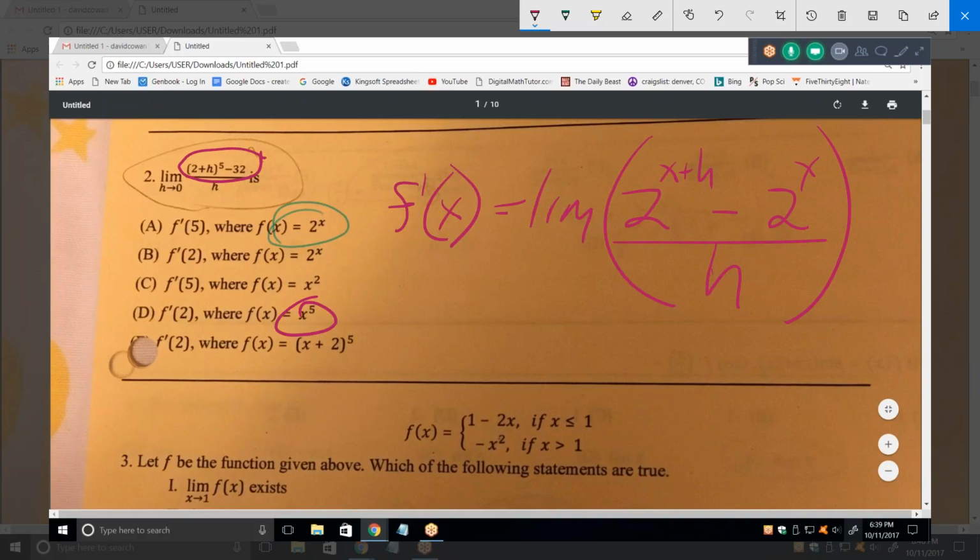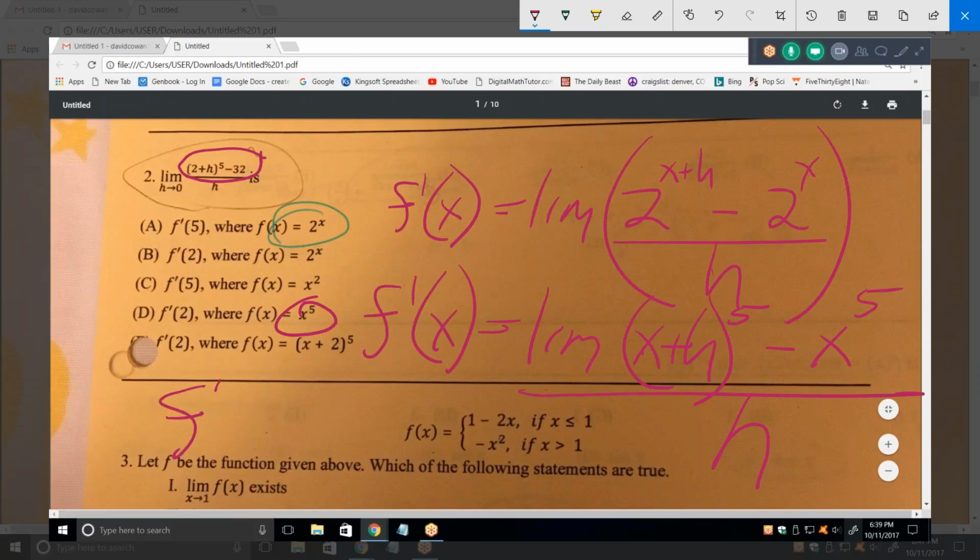If my original function were x to the fifth, then f prime of x would be the limit of x plus h to the fifth minus x to the fifth all over h. And if I'm evaluating it at 2, then I can substitute 2. So f prime of 2 is now going to be the limit of 2 plus h to the fifth minus 2 to the fifth all over h. That's exactly what we're looking at.